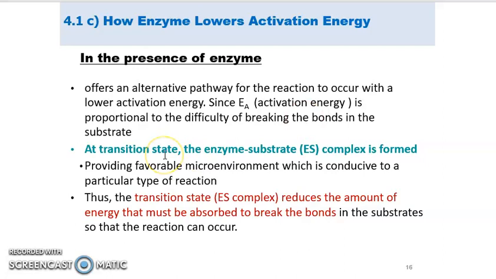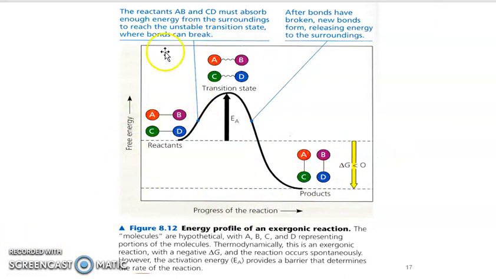So that's why if you look at here at transition state, the enzyme substrate complex is formed. What happened? It will provide a favorable microenvironment which is conducive to a particular type of reaction. So the transition state, or we call it enzyme substrate complex, reduces the amount. The keyword is here: it will reduce the amount of energy that must be absorbed to break the bond in the substrate so that reaction can occur. Kalau kita tengok based on this graph, this is reactant. Reactant here refers to the substrate.